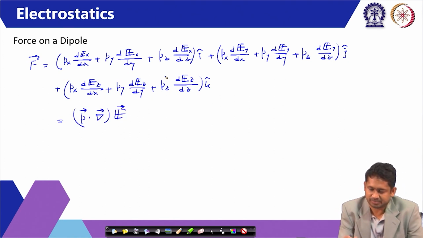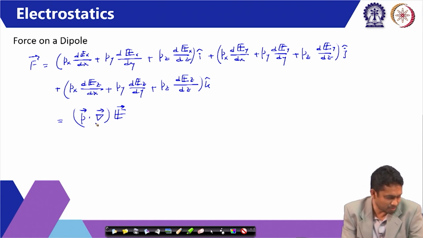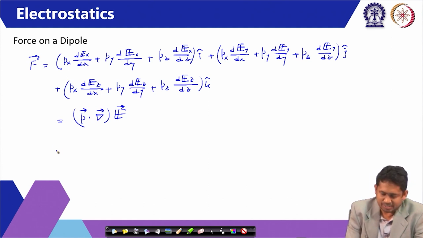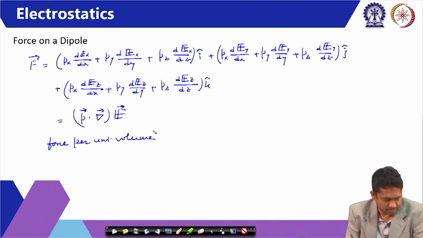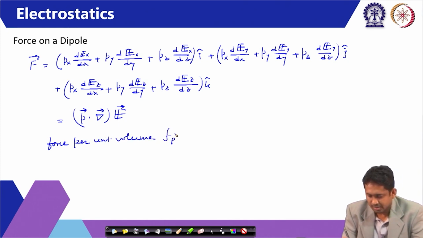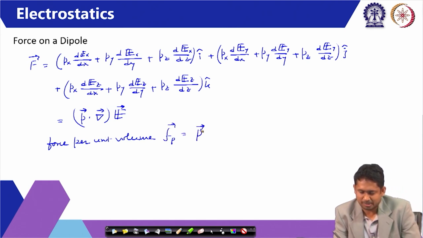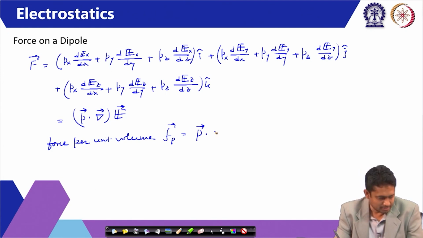So, this force has 3 components along x, y, z, and which we wrote in a compact form as this. Now, let us imagine that there is a volume that contains these dipoles. So, force per unit volume in that dipole can be written as capital P. Here we will use capital P instead of small p, because now we are talking about a volume containing dipoles and we are concerned with unit volume.